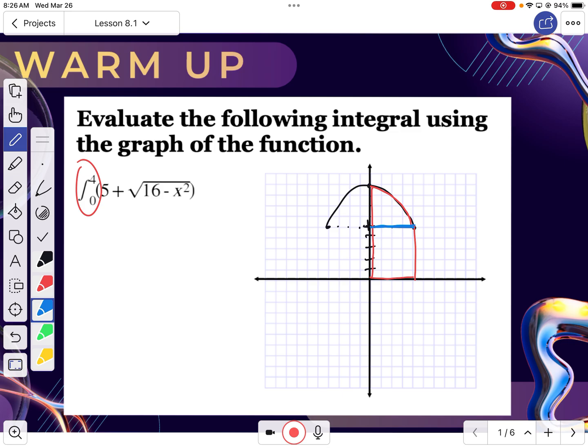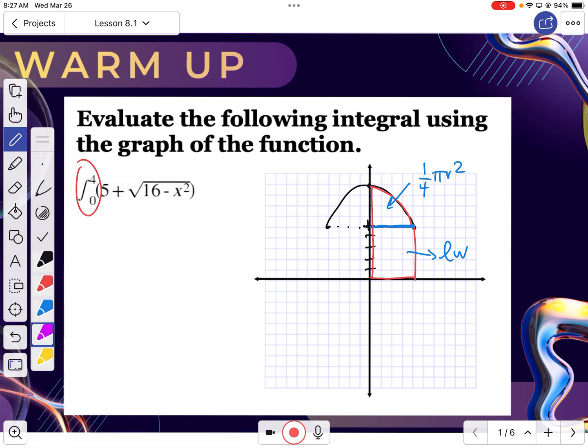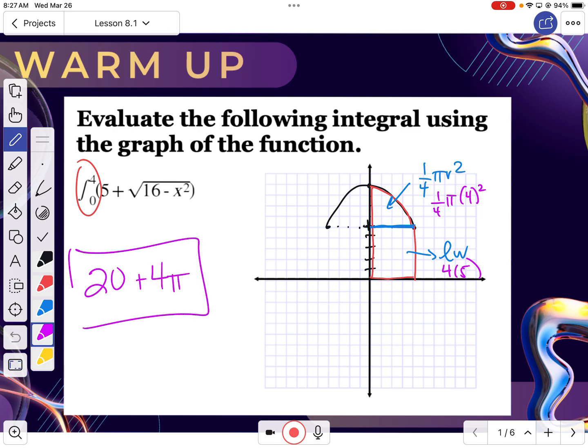So if we do geometry, up here I'm going to have how much of a circle? A fourth. Here I've got a rectangle, which is just going to be length times width. And so if we fill in all of those missing pieces, the top one would be 1/4 pi times 4 squared. Length times width would be 4 times 5. So we're going to get 20 plus, that's going to be 16, 4 pi. And there is the value of your integral. Okay, so using geometry a little bit right there.